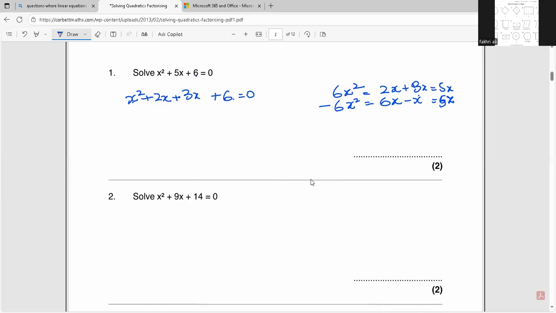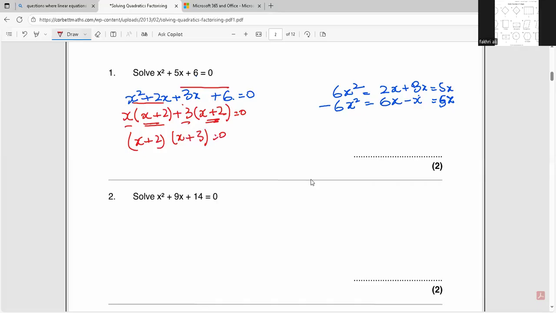Now, from this point onwards, I take x common here. So what remains inside? x plus 2. And from this pair, I take 3 as common. So x plus 2 again. Now, I write x plus 2 here, and I write these two in the same bracket and these two outsiders here.